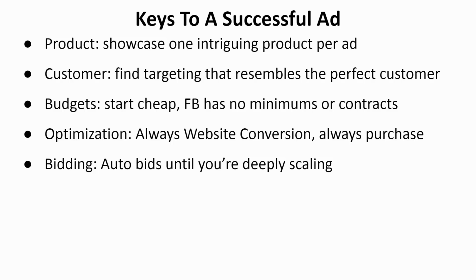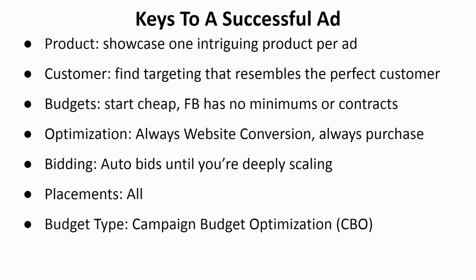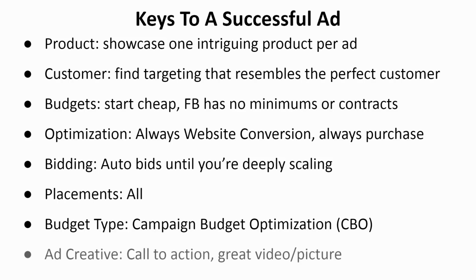Auto bidding: you don't really need to worry about this until you're scaling deeply. Placements: we're just going to keep them all on, and that includes Instagram. We're going to make sure that we're launching our ads on Facebook and Instagram, and you'll see how that all works at the same time inside of the Facebook Ads Manager. And then the budget type: we're going to do campaign budget optimization, otherwise known as CBO. This is just something that I believe everyone should be using. And then the ad creative. Pretty simple: we need some copy with a call to action, and then we need a great video or picture. These are the different factors that make up a successful ad. If you nail all of these, you can make a lot of money with Facebook ads in e-commerce.